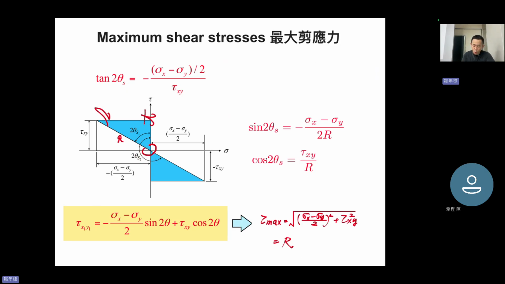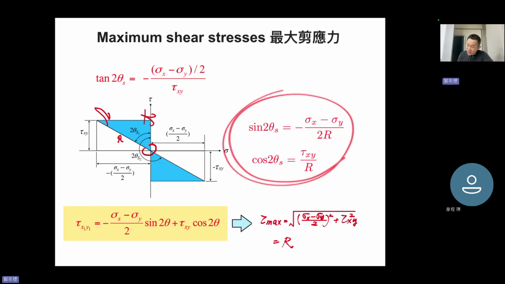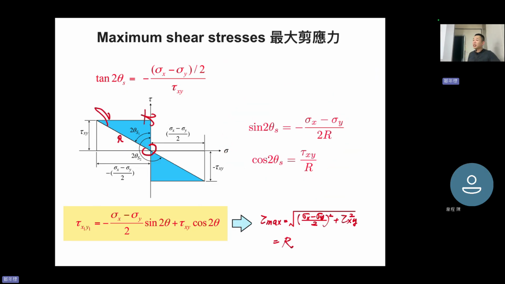180 degree more angle. So you can get this, and then you can get minus tau xy and positive (sigma x minus sigma y) divided by 2. But you will get exactly the same value, and you can get exactly the same tau max r. So you can see that although theta s has two solutions, the resulting r will always be the same.